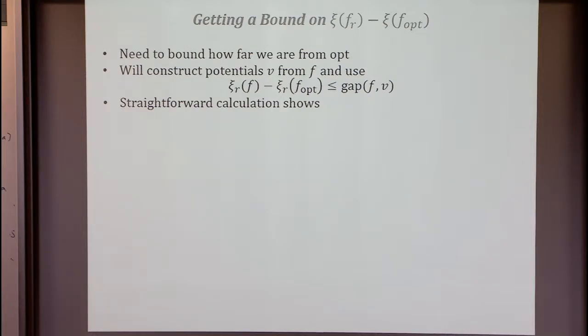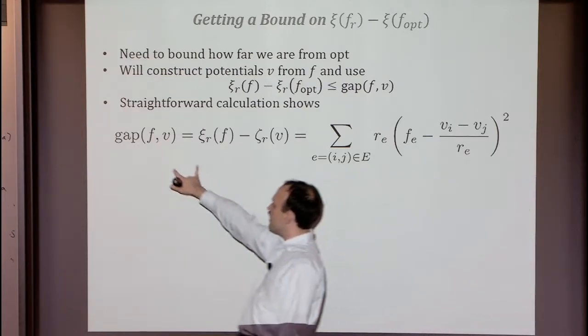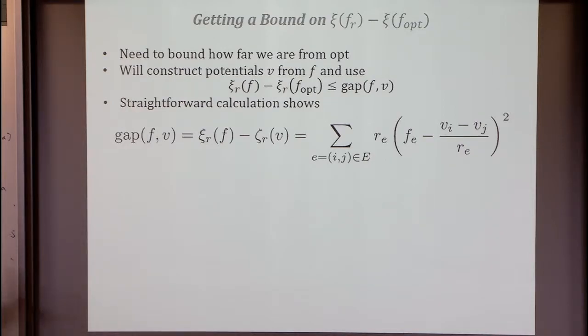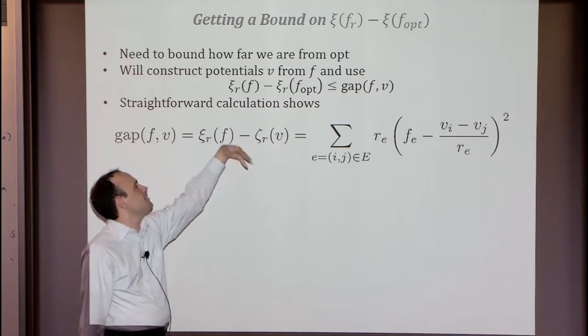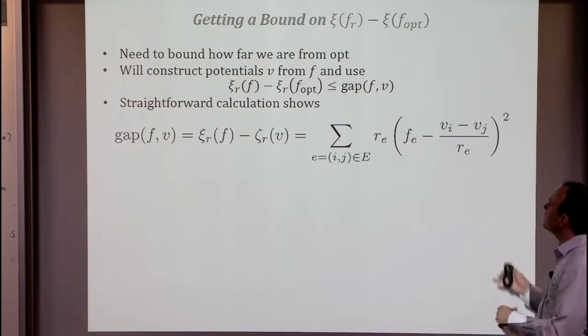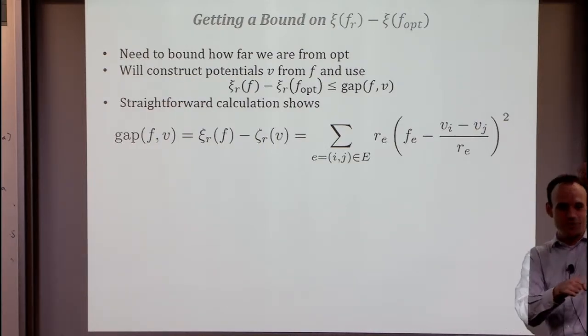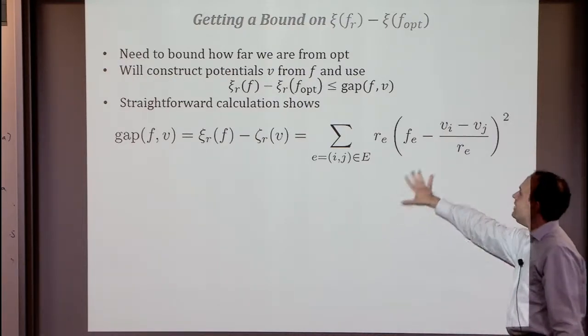The straightforward calculation we're going to do will show the following: if I give you a fixed flow and a fixed voltage, assuming I have them from somewhere, which we'll say in a second, then if I compare the energy of the flow minus the dual energy from the voltages, I claim this is the gap between those two numbers. So if I give you flow and voltages and you compute the difference between their energies, it has a very nice interpretation.